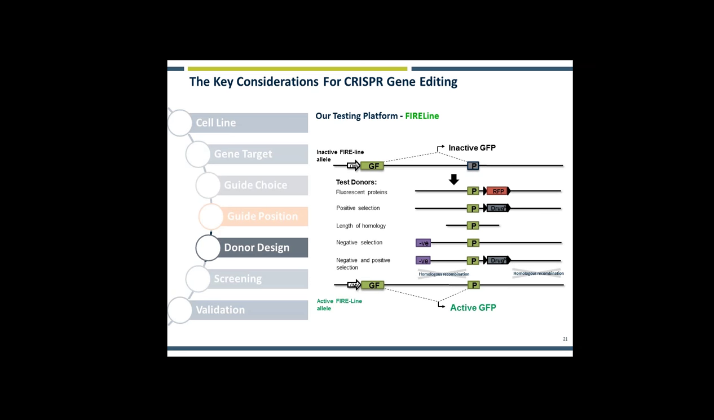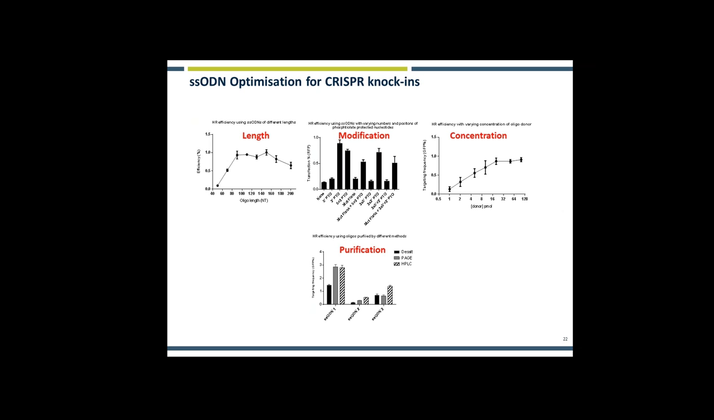The way in which this works is you have a cell line into which we've knocked in an inactive GFP into one allele. Then you can use various types of donors with different lengths, for example, or different selection strategies, and look at their ability to efficiently correct the mutation in the GFP and restore fluorescence to those cell lines. Then it's very straightforward to just count the number of fluorescent cells relative to non-fluorescent cells. In this manner, you can quantify the absolute targeting efficiency using that particular donor.